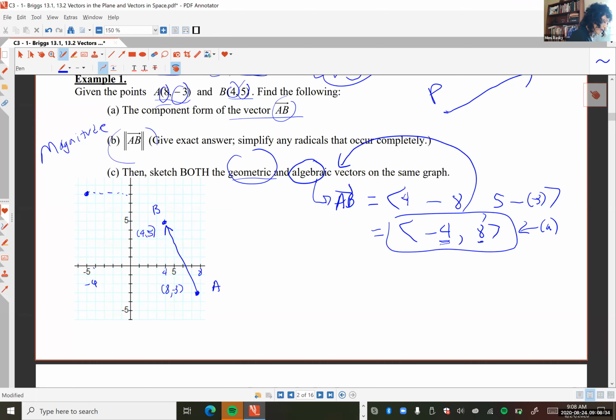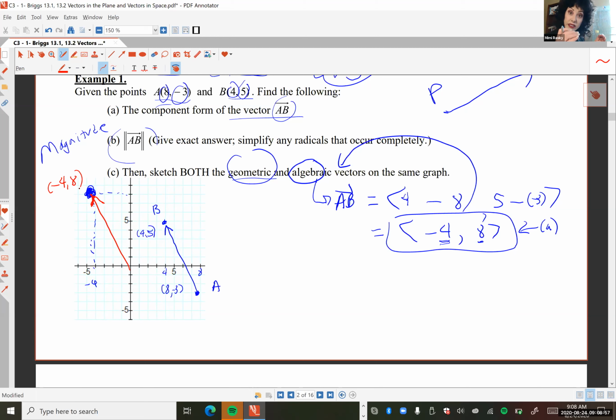Oh, my pen is starting to get too hot. There it is. So that point right there is the terminal point, and so the vector that is the algebraic version of the same vector AB looks like that. So this terminal point has coordinates -4, 8.